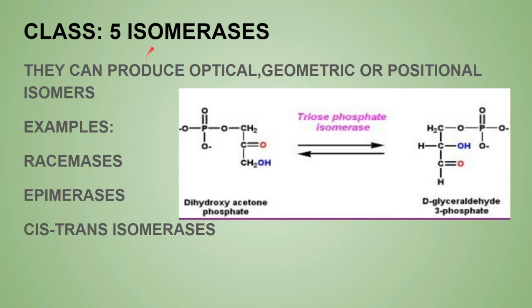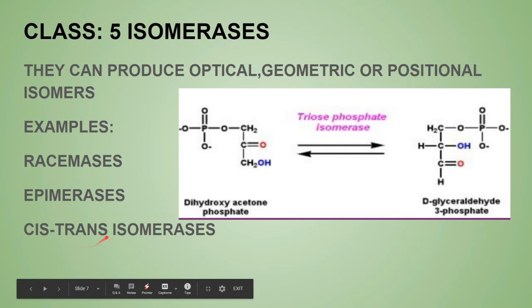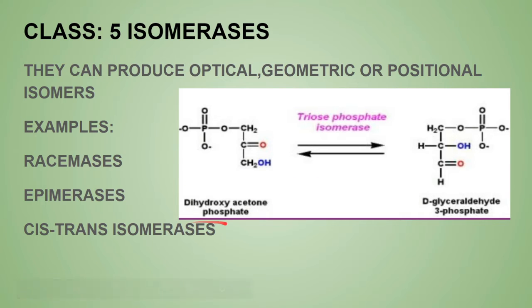Now fifth is the isomerases. As the name says, isomers, they will produce optical, geometrical or positional isomers of the particular substrate. The examples are racemases, epimerases, cis-trans isomerases, and over here, as you can see, DHAP, dihydroxyacetone phosphate, will be isomerized to GAP, D-glyceraldehyde 3-phosphate, in the presence of triose phosphate isomerase. So this mainly forms the isomer of a particular substrate.